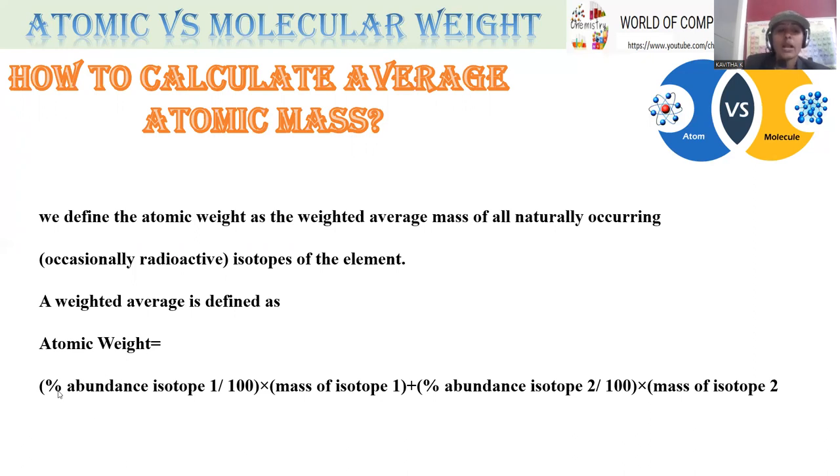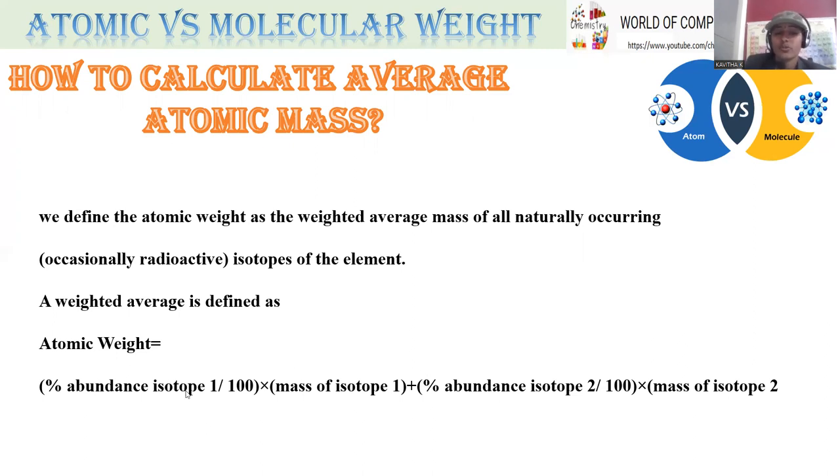Atomic weight is equal to percentage abundance of isotope 1 by 100 into mass of the isotope 1. How much of it is available in nature? For example, carbon 12 is available 99%, so that will be 99 by 100 into mass 12. So in that way, we can substitute over here. Then percentage abundance of isotope 2 for carbon, the other isotope will be carbon 13, right? Its abundance will be only 1%, 1 by 100, into its mass, 13. So in that way, we can substitute in this equation.